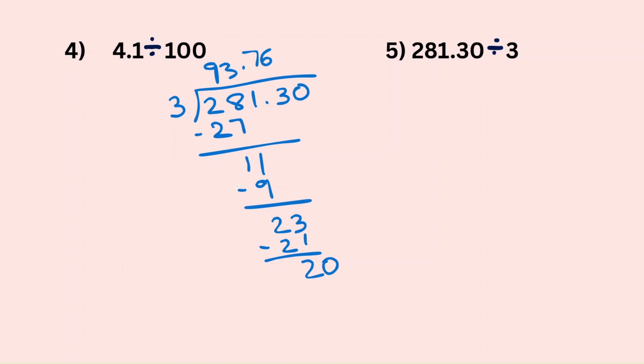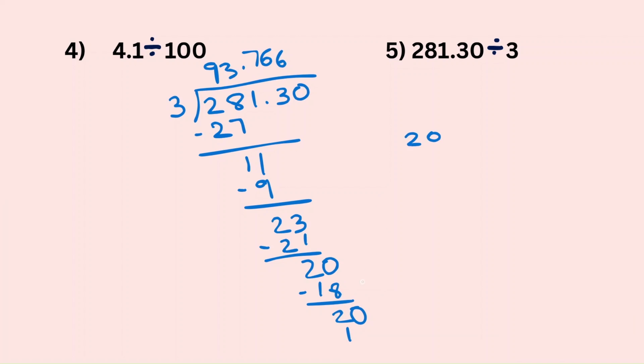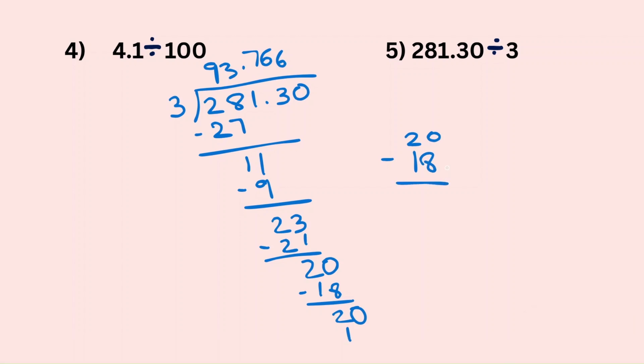And now 6 3s are 18. If we minus again 2, again we'll put 0. And again 6 3s are 18. Six threes are 18. So we'll write here 18. Again 2. Again it will be 0. Again 6. So what happens? This never ends. This means 93.76666666. It will be like 6 will not end.